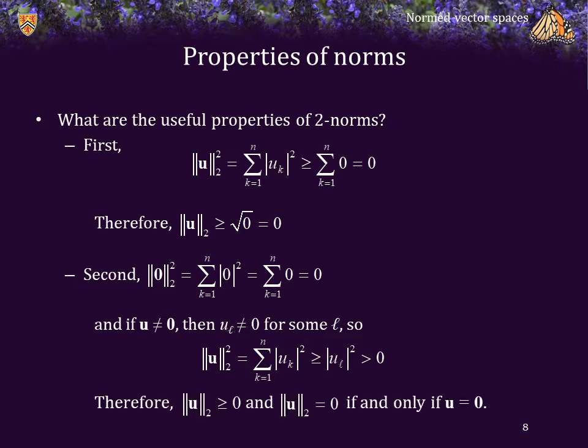Therefore, the 2 norm is greater than or equal to 0, and the 2 norm is equal to 0 if and only if the vector u is 0.